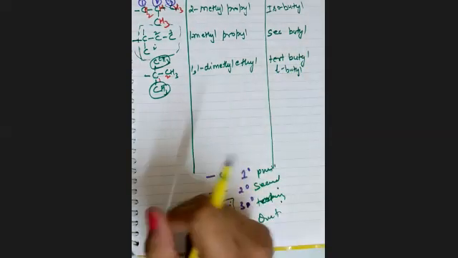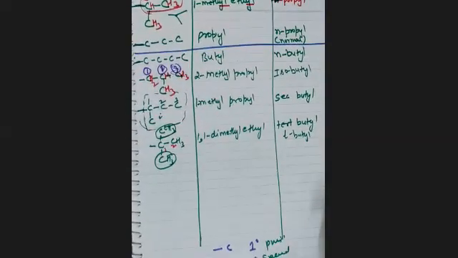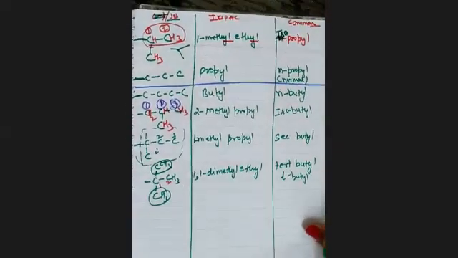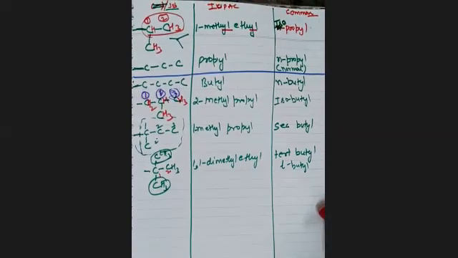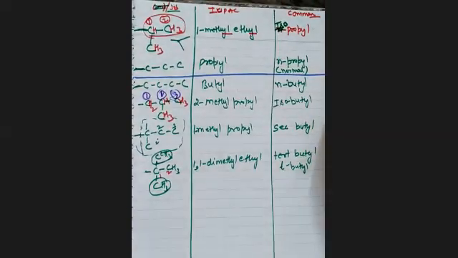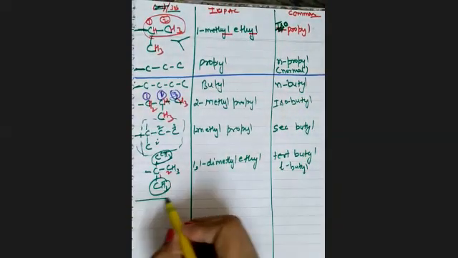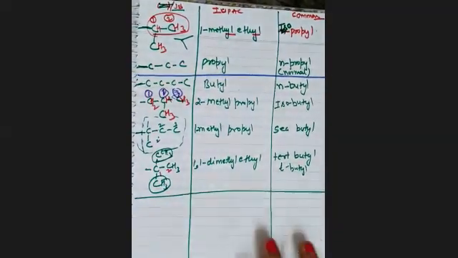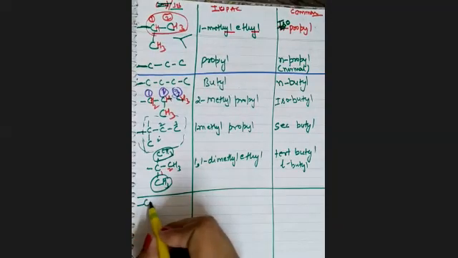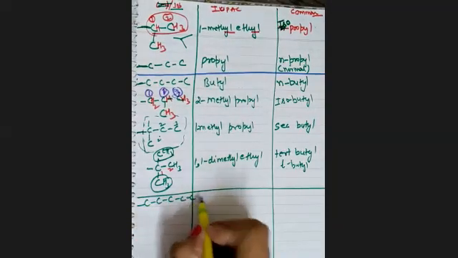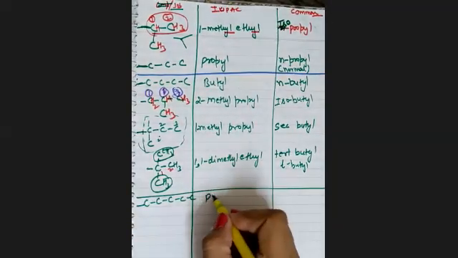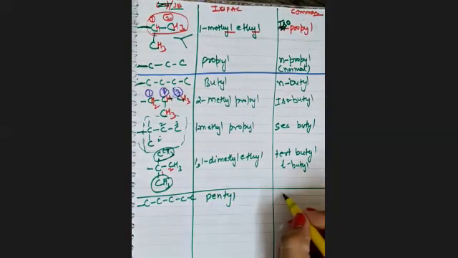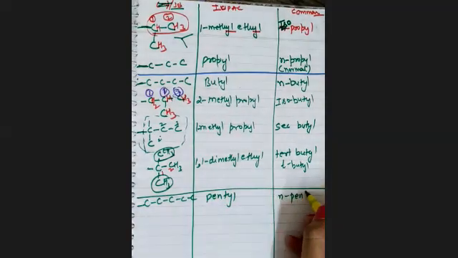Note these things down. You have to learn these things. You have to memorize these things. Then you will be able to do the nomenclature. This is all about the 4 carbons. Let's just move to another one. 5 carbon chain. 1, 2, 3, 4, and 5. Same. This is known as pentyl, and this will be n-pentyl.